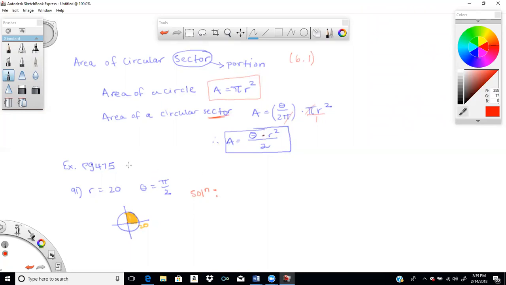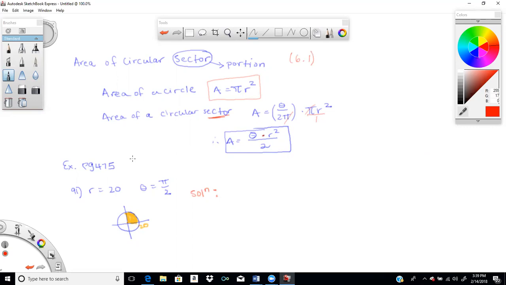All right, so we want to look at an example. This is in your book. If you turn to page 475 of your textbook, we're going to look at question 91, then I'm going to go back to question 85. Question 91 says, find the area of the sector of a circle of radius 20 feet with a central angle of pi over 2.